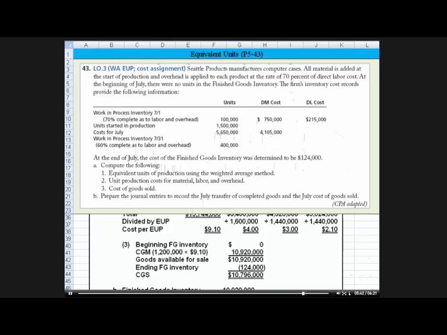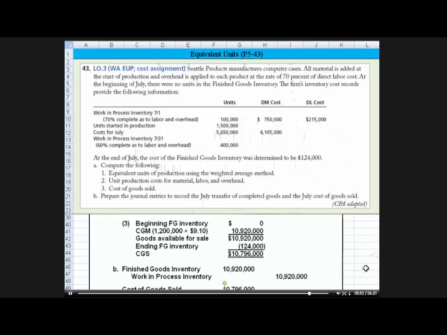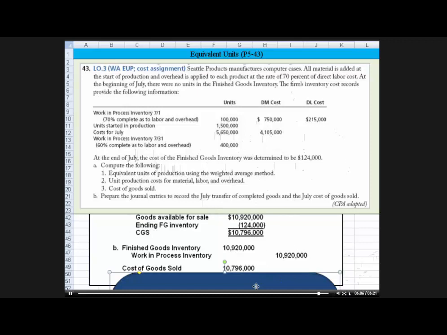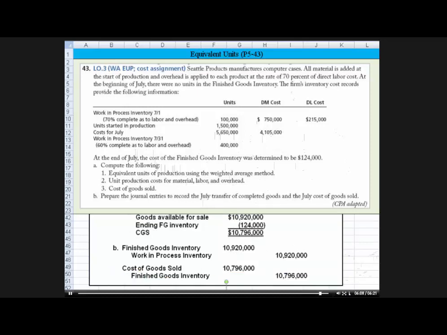We have to back off that the finished goods inventory was $124,000 to determine the cost of goods sold. Now the entry to transfer the work in process to finished goods relies on the $10,920,000 that we calculated as the cost of goods manufactured, and we debit finished goods and credit work in process. Once we know cost of goods sold, we can make the next entry, which is to debit cost of goods sold for $10,796,000 and credit finished goods inventory.